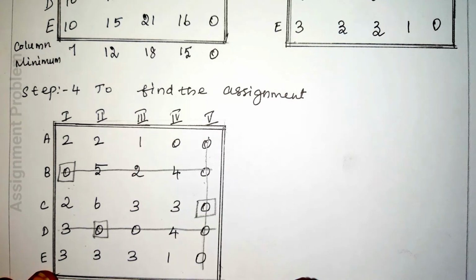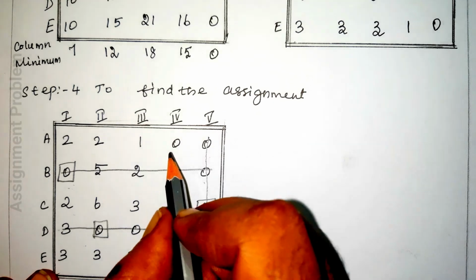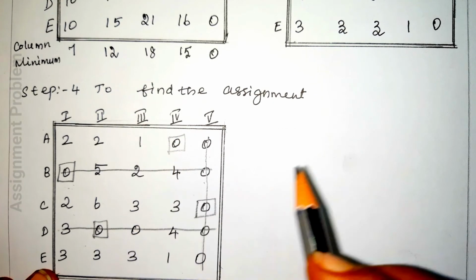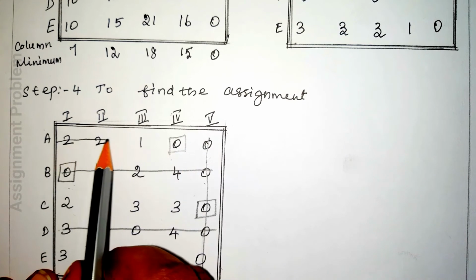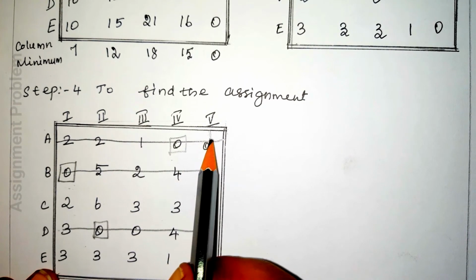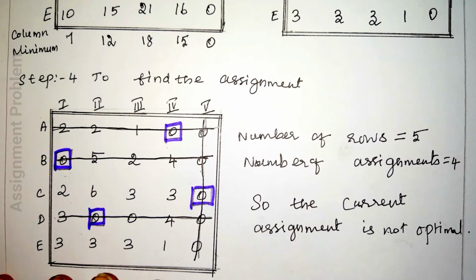The third column, no 0. The fourth column, you have one 0, so put a square mark on it, and then draw a horizontal line passing through that 0. After performing row scanning and column scanning, you have to check whether all the zeros are covered with lines or not. Here all the zeros are covered with lines. Next you have to check whether the number of rows is equal to the number of assignments or not.